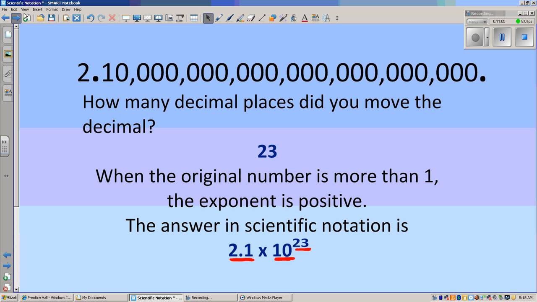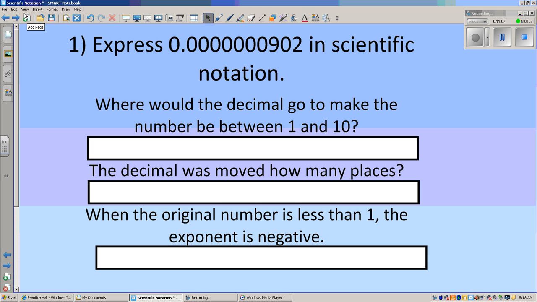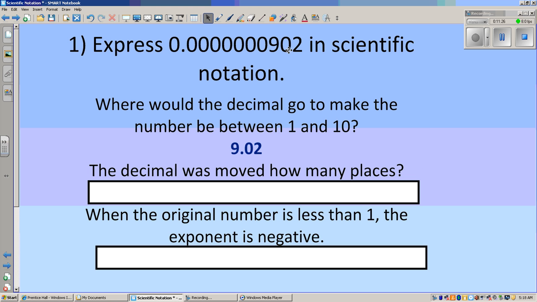Okay, let's move on. What if we start with this little bitty number here? Don't you agree that this is a very small number? Sure it is. Where would the decimal go to make this number between 1 and 10? Hopefully you're thinking to yourself, between the 9 and the 0, making this 9.02, or more properly 9 2/100ths.